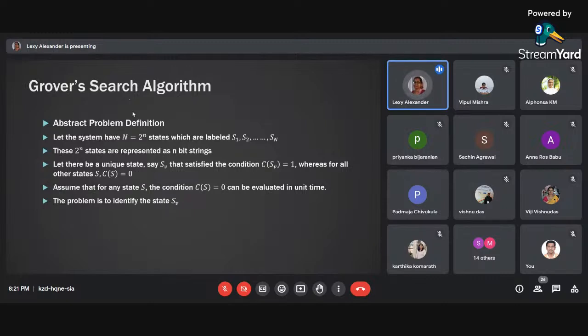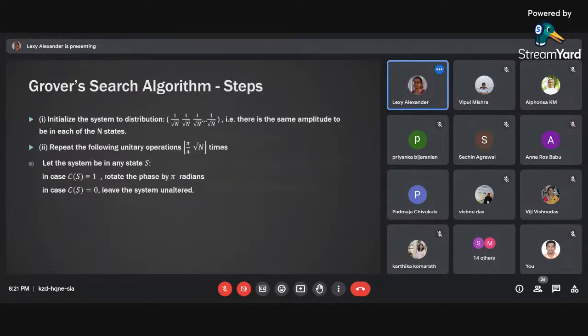Okay, now we will go to the algorithm, the Grover search algorithm. The problem definition we have already seen: we have a system in which 2 power n states are there. The states are labeled S1, S2, etc. These 2 power n states are represented by n-bit strings. There is a unique state SV that satisfies the condition, so C(SV) is equal to 1, whereas for all other states C(S) is equal to 0. Assume that for any state, the condition C(S) can be evaluated in unit time. Now our problem is to identify which state that is.